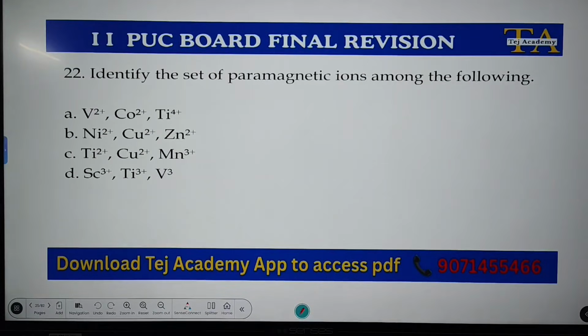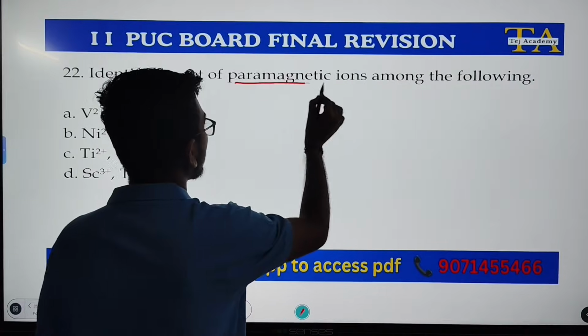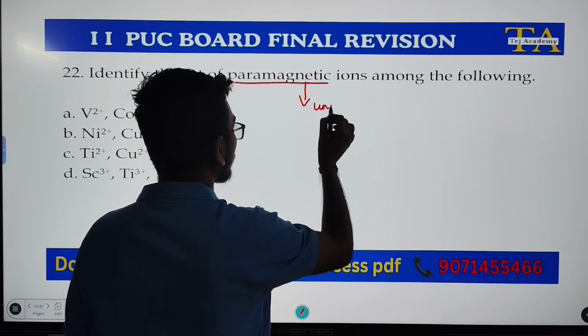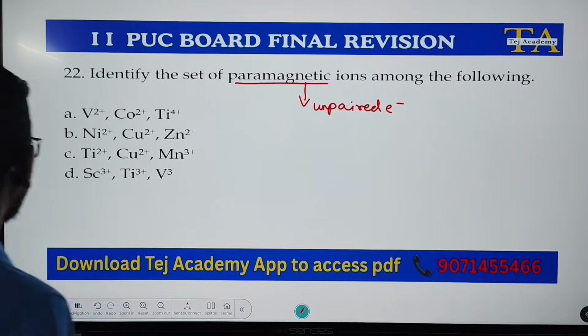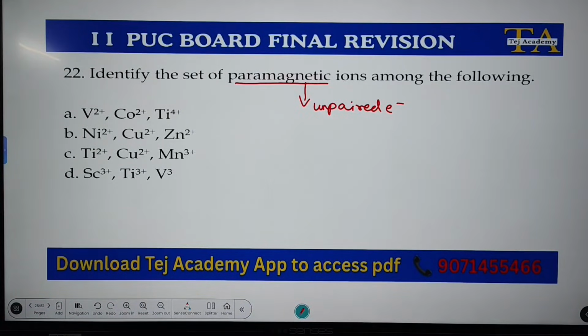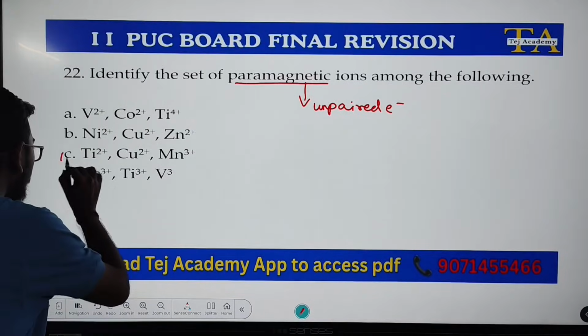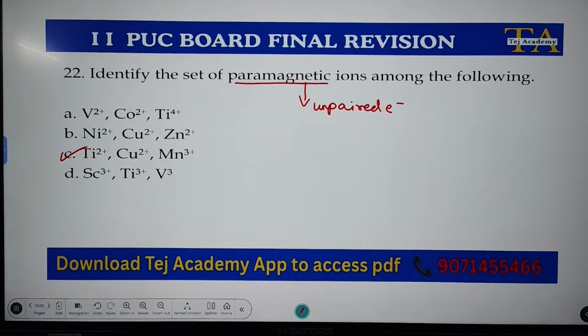22nd. Identify the set of paramagnetic ions among the following. Yes. So we have to identify the major condition. Paramagnetic means unpaired electrons should be present. And among the four options, we have to find the group in which we are getting unpaired electrons. 22nd, option C is the right answer.